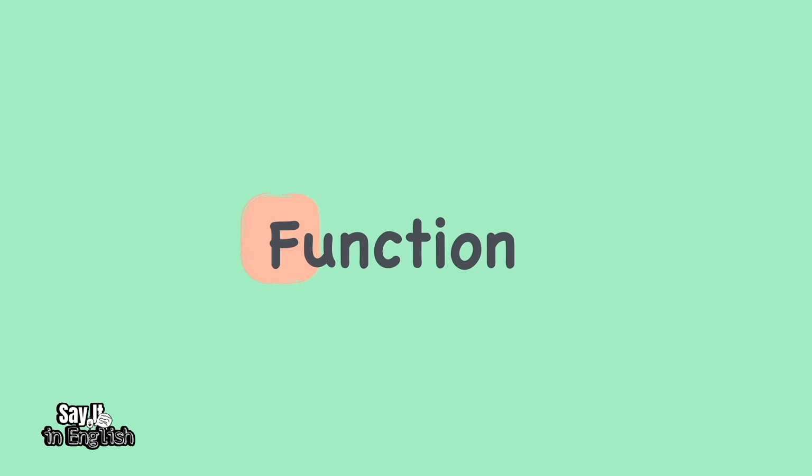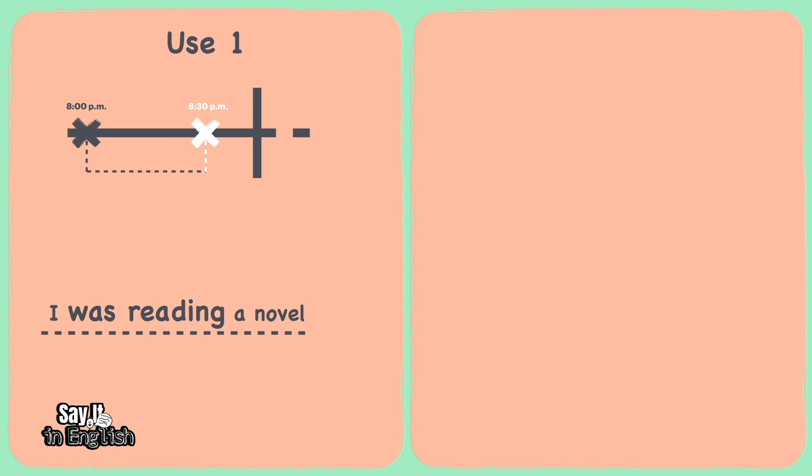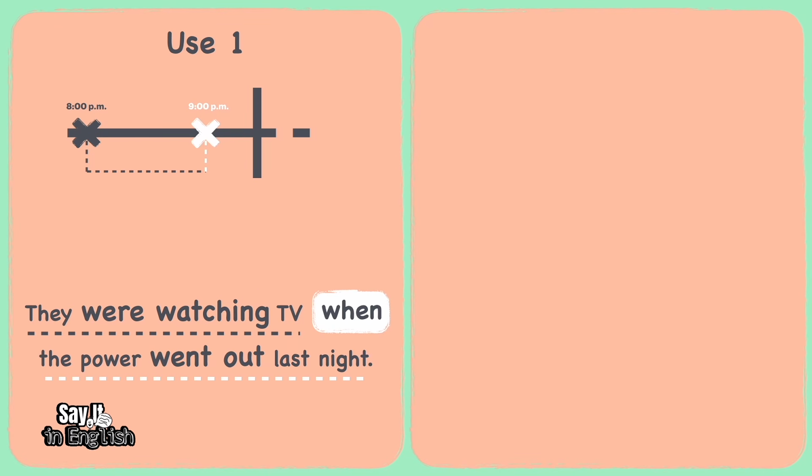When do we use the past progressive? There are two common reasons to use the past progressive. 1. To show that a short action interrupts a longer action in the past. He was reading a novel. The bell rang. We often use the word when to connect these two actions. They were watching TV when the power went out last night.